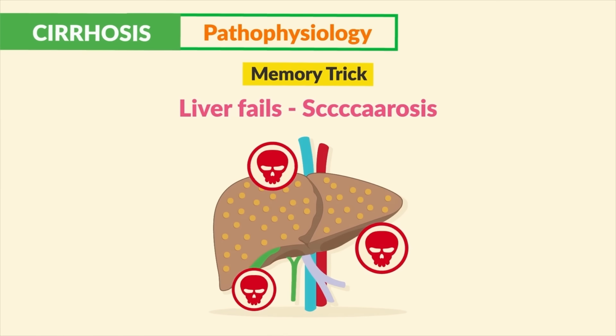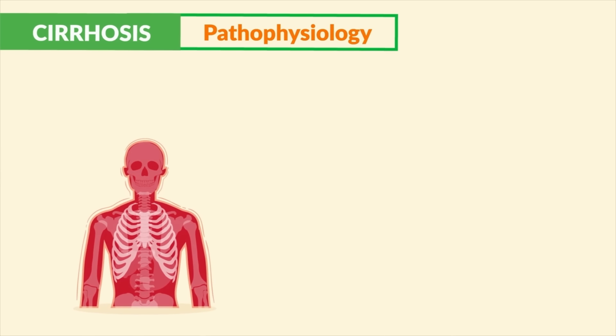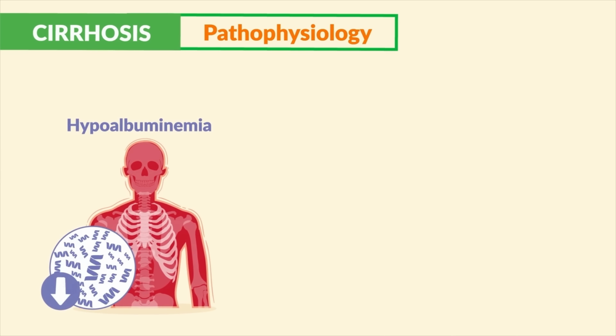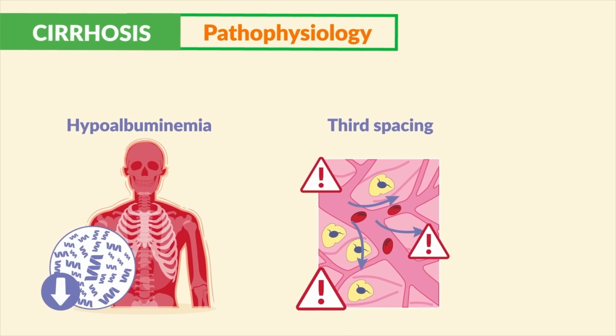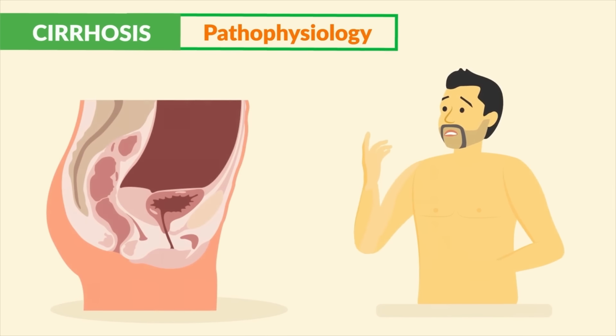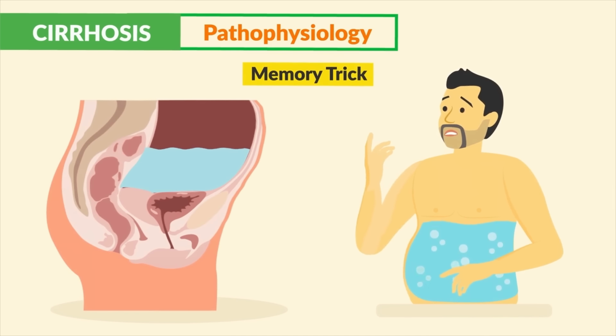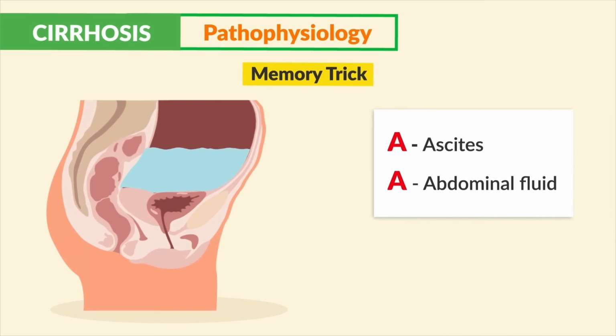So just think here, when the liver fails in scarrosis, the body can't produce albumin, so we get hypoalbuminemia. So drugs don't get transported properly, and water builds up inside the body because albumin isn't there to attract the water. And this causes edema and third spacing, like ascites, where the abdomen is filled with fluid. So just think of the double A's. Ascites is for abdominal fluid.